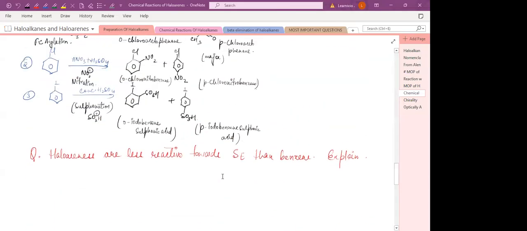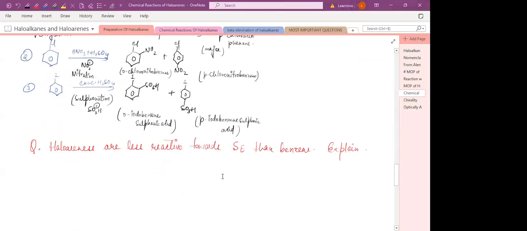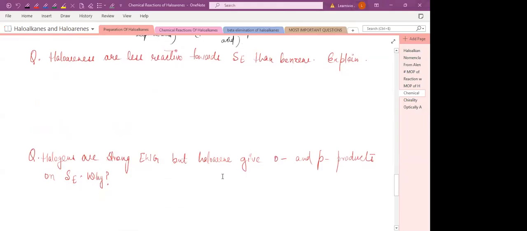Okay, so we have discussed the electrophilic substitution reaction. Now the question here is: haloarenes are less reactive towards electrophilic substitution reaction than benzene. Explain. What is the reason? You have to write down the answer. Sometimes in the exam, a direct question can come like haloarenes are less reactive towards electrophilic substitution than benzene. Explain. Give the reason. So what is the reason?